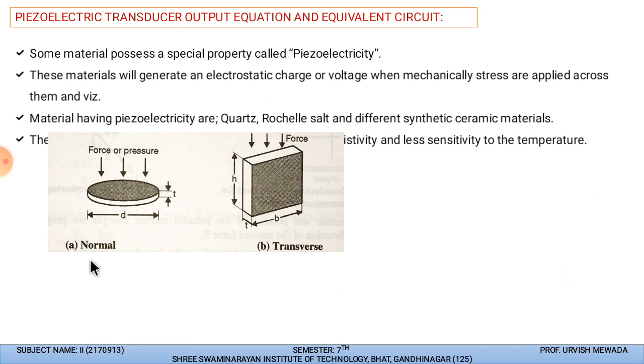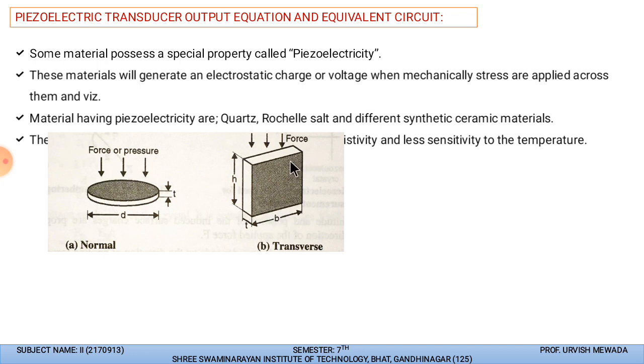So this is the normal, and this is the transverse force which is applied to the piezoelectric crystal or transducer. So this is, say, the force which is applied between two terminals, and this is the thickness of the piezoelectric material, and this is the diameter of this material, which means it is circular in shape, and this one is in square shape.